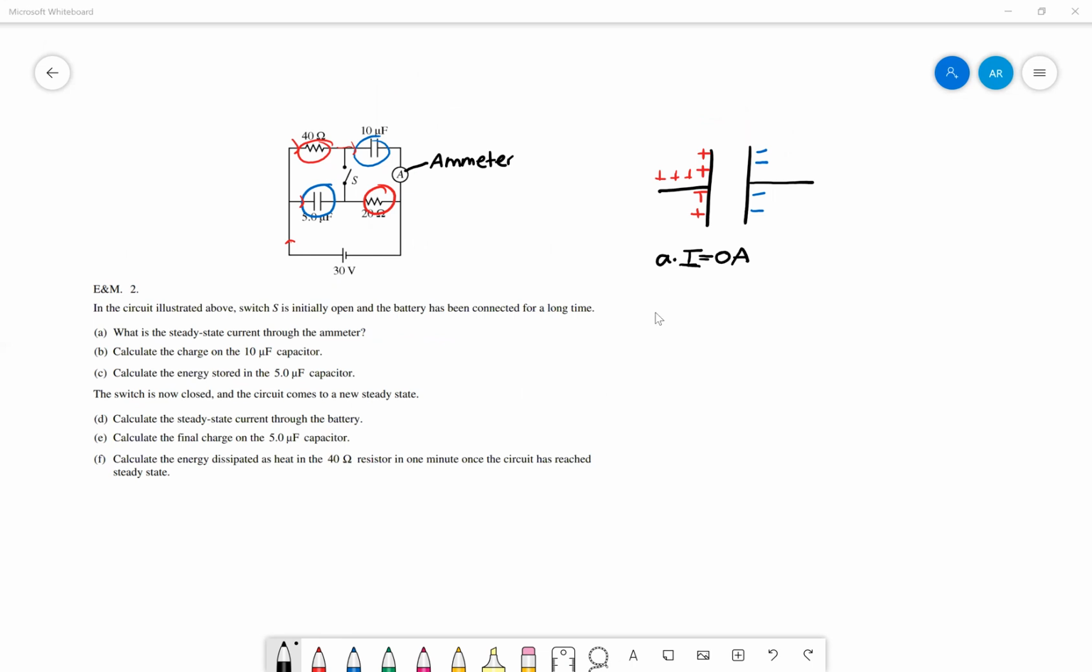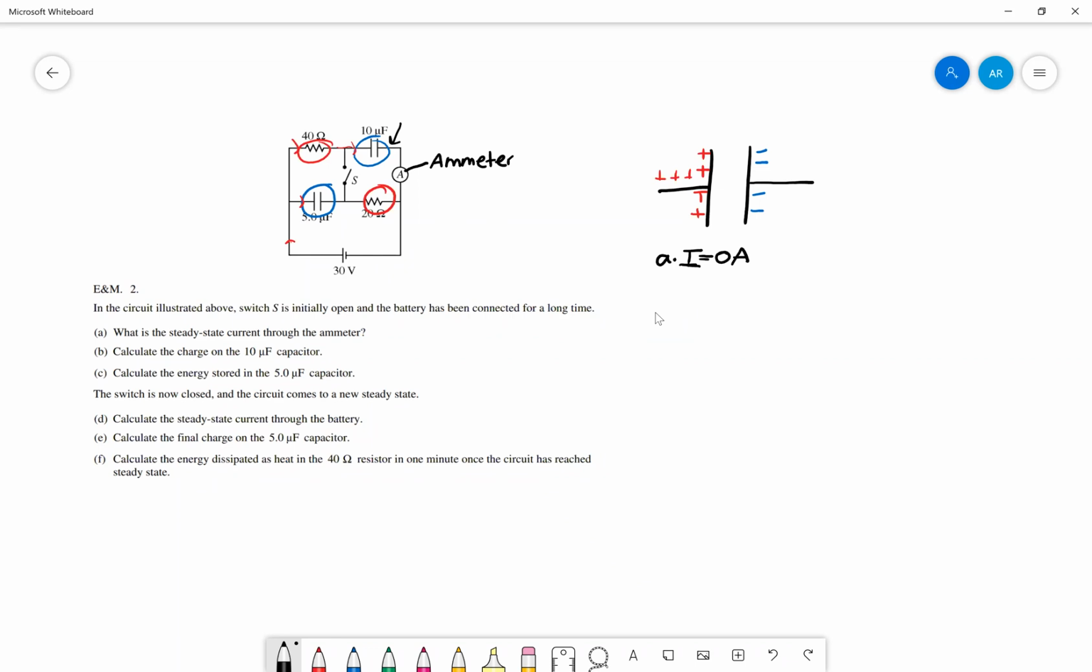Part B asks us to calculate the charge on the 10 microfarad capacitor. The little sign before the F is mu and it means micro. Okay, so micro is 10 to the -6. So calculate the charge on this capacitor right here, 10 microfarads. Now, at the steady state, what is the charge?